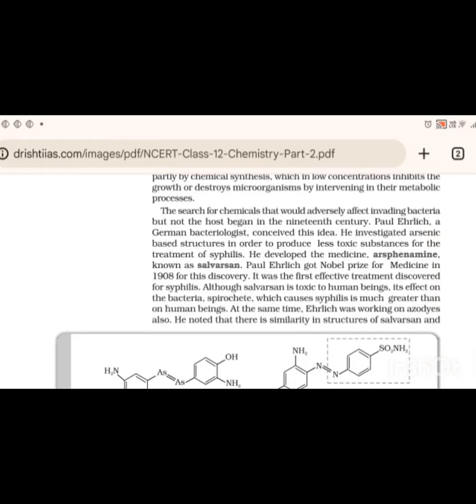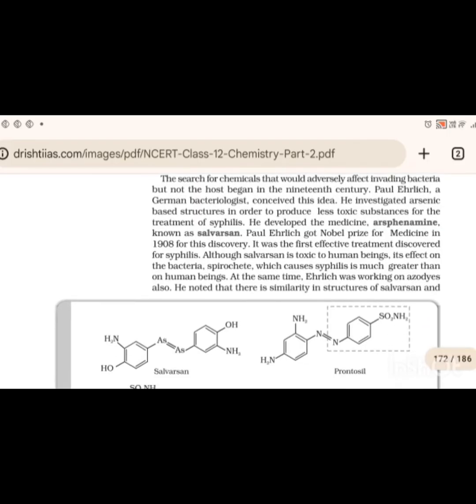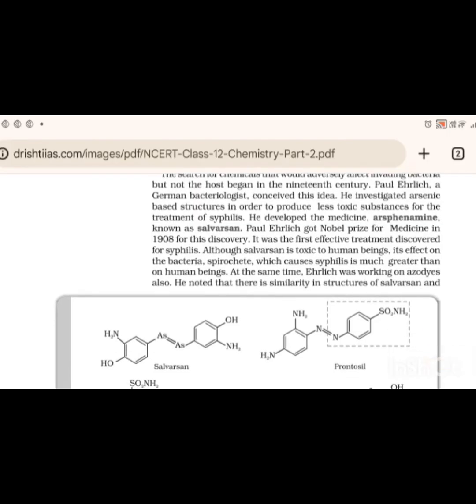The search for chemicals that would adversely affect invading bacteria but not the host began in the 19th century. Paul Ehrlich, a German bacteriologist, conceived this idea. He investigated arsenic-based structures in order to produce less toxic substances for the treatment of syphilis. He developed the medicine arsphenamine, known as salvarsan. Paul Ehrlich got the Nobel Prize for Medicine in 1908 for this discovery. It was the first effective treatment discovered for syphilis.